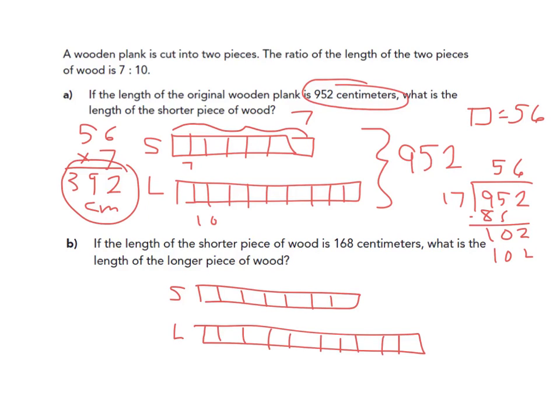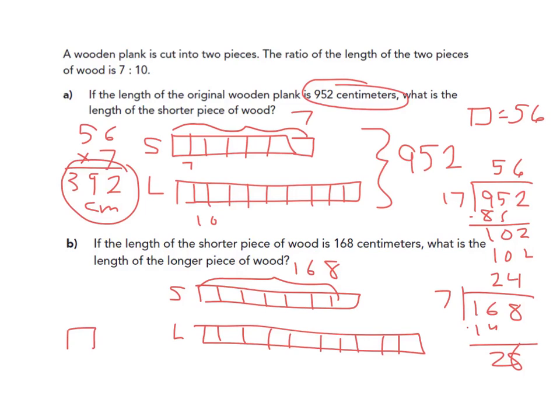I see that the smaller piece is made up of 168. If I can divide that total length up by 7, I see that each piece is 24, so the unit in this case is 24. And since the longer piece is made up of 10 pieces, each of those pieces is 24, so the longer piece would have to be 240 centimeters.